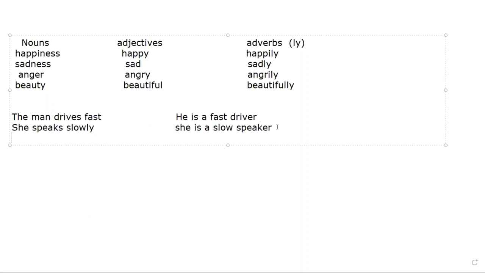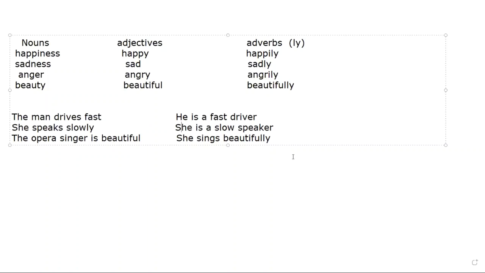Let's say one more. The opera singer is beautiful. She sings beautifully. You see, this is the way we describe it. So the opera singer, the person, is beautiful, so it's describing the person. Now, she sings beautifully, so now it's describing the way she sings, in this case, beautifully.